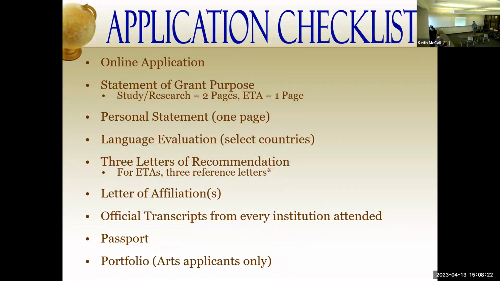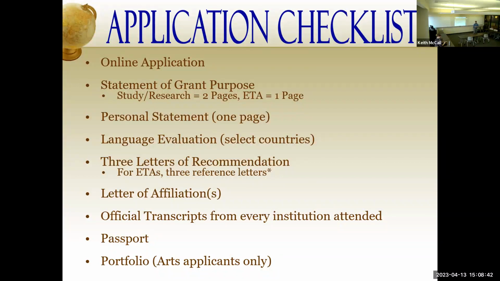So the statement of grant purpose is the bread and butter of your application. That is where you say everything you're going to be doing on your Fulbright grant. If you are applying for an open study or creative arts award, your statement of grant purpose is 2 double-spaced pages, minus a couple lines for the header on page 1 and 1 line for the header on page 2.